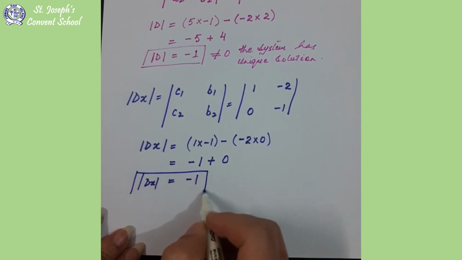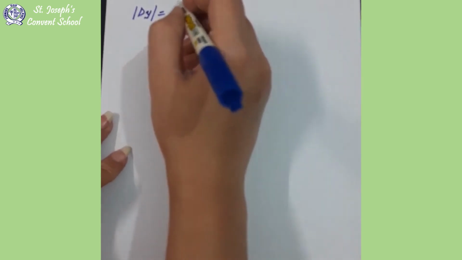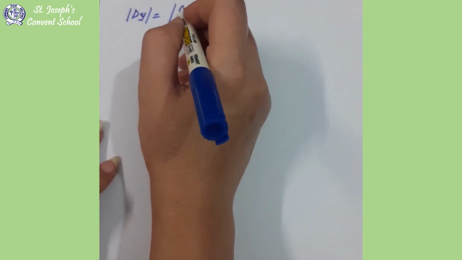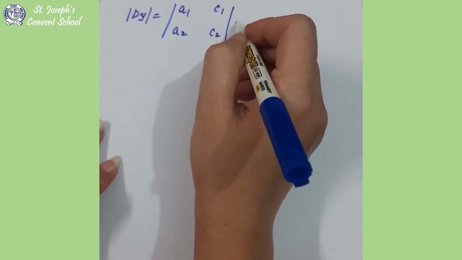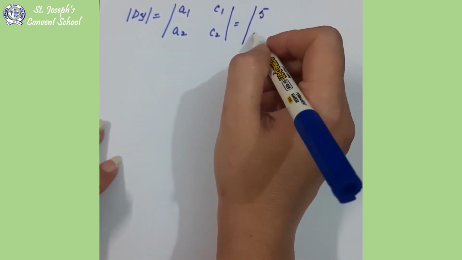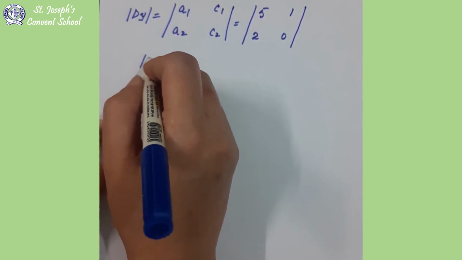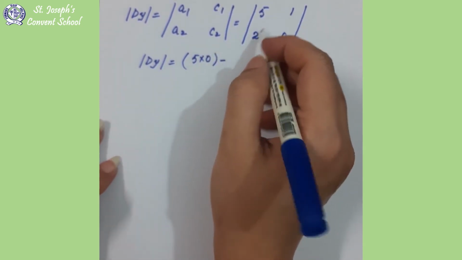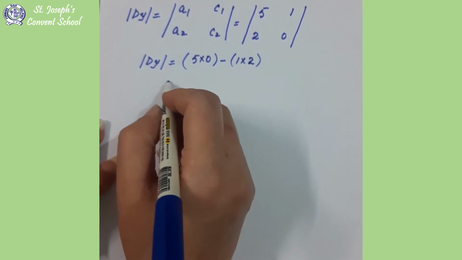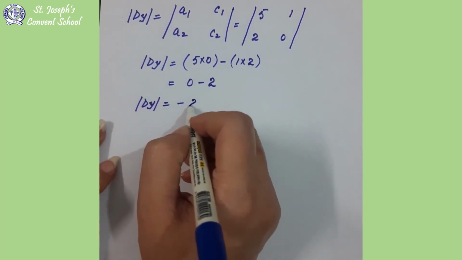Okay. Now we will find Dy. Dy is, replace the coefficient of y. So a1, a2 as it is. Replace the coefficient of y by constant c1, c2. Put the values: 5, 2 as it is, and constant 1 and 0. Now you will find the determinant. So Dy is 5 into 0, cross multiply, minus sign, 1 into 2. So 5 into 0 is 0, minus 2 ones are 2. So the value of Dy is minus 2.